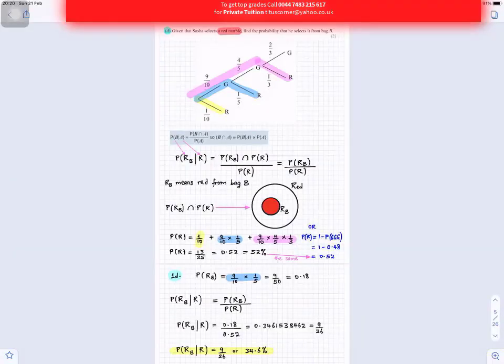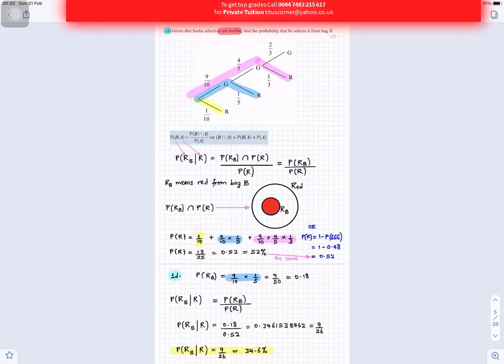So the probability of red from bag B is 9 over 10 times 1 over 5. 9 over 10 times 1 over 5 gives you 9 over 50, which is 0.18.